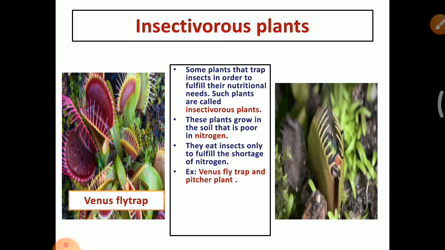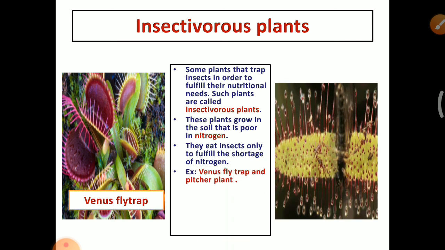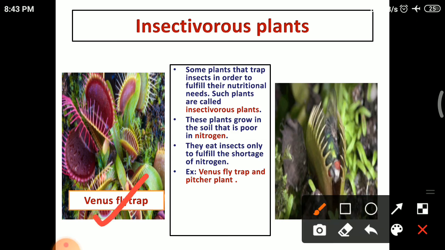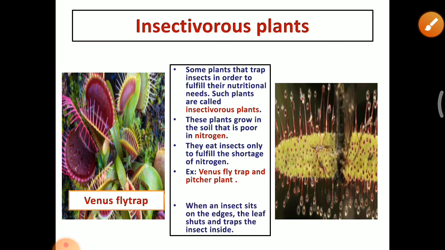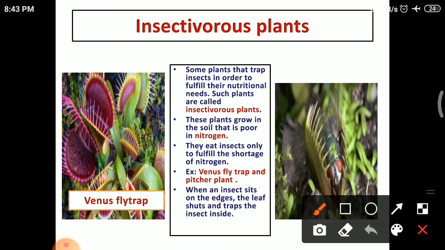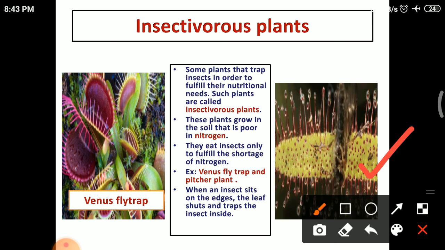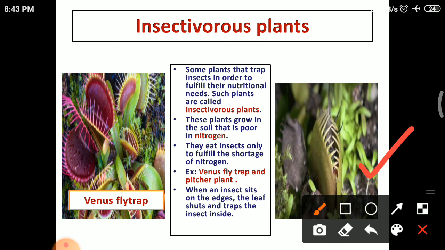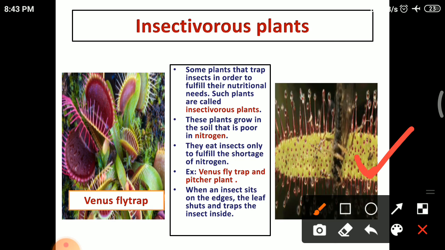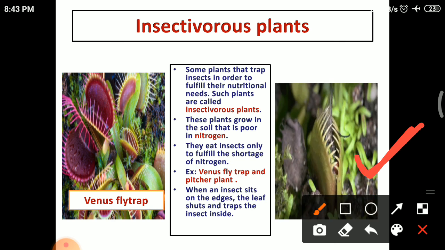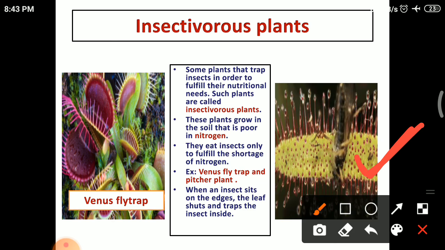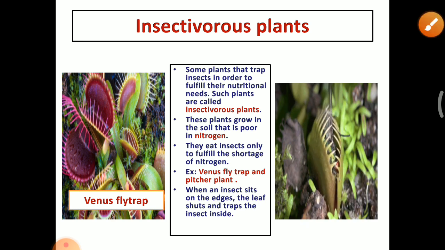The examples for insectivorous plants are Venus flytrap and pitcher plant. This is a Venus flytrap. When an insect sits on the edges, the leaf shuts and traps the insect inside. So this is the animation. It was clearly shown here. When an insect sits on the edges, the leaf shuts and traps the insect inside.